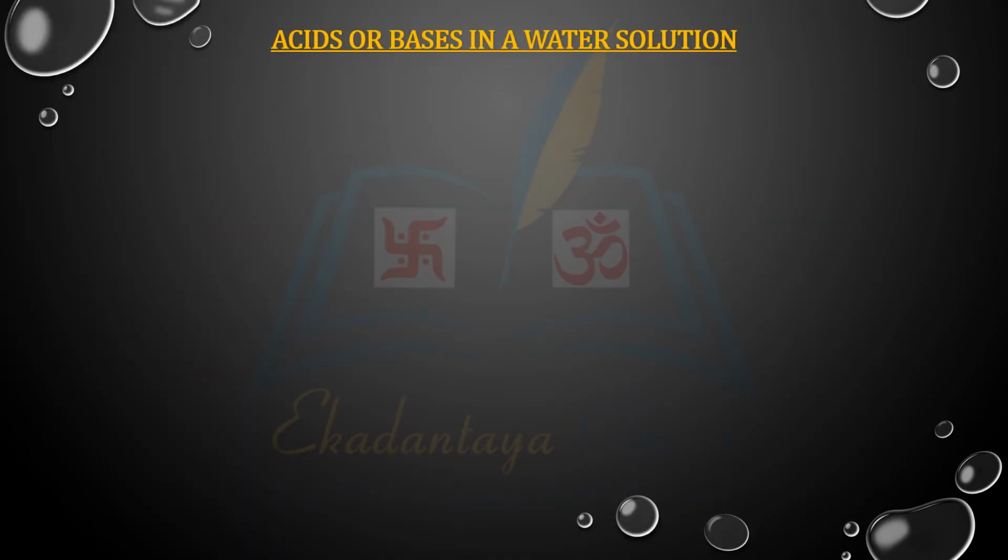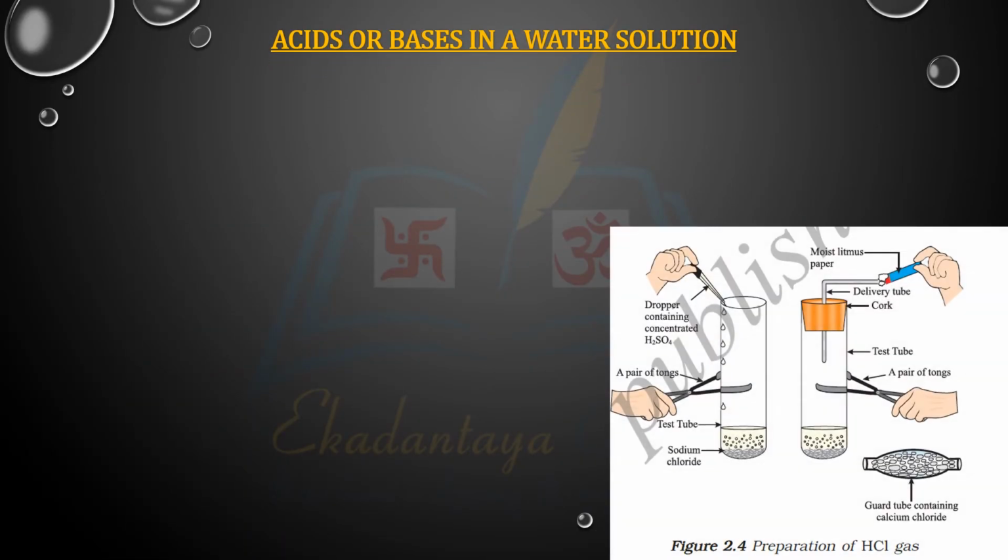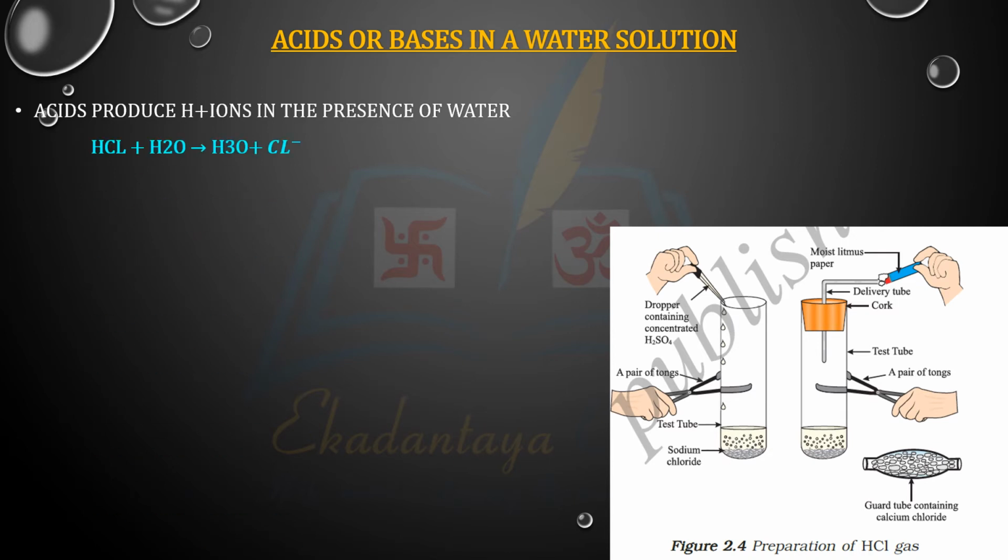Now let's see acid or base in water solution. Let's prepare HCl gas. Take about 1 gram of NaCl in a dry and clean test tube and add H2SO4. One test tube is left free, and another test tube is fitted with a cork and connected with a delivery tube. Acids produce H plus ions in the presence of water. Only in water does it produce H plus ions.